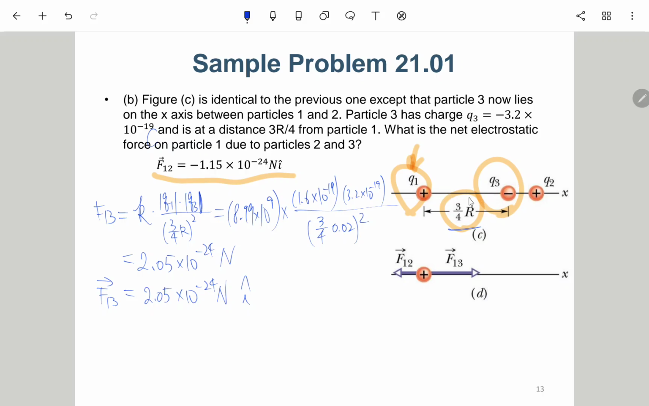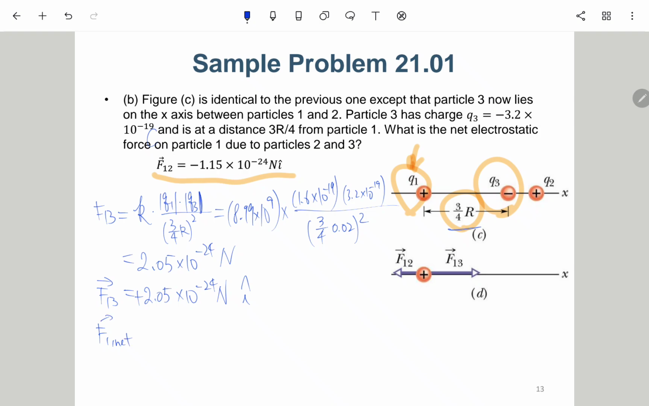Okay, so they attract each other. The force due to Q3 acting on Q1 should be pointing to the right side. So this is the positive x-axis. So this time it is a positive 2.5 times 10 to the negative 34 Newton i hat. Okay, so in such a way, F1 net.